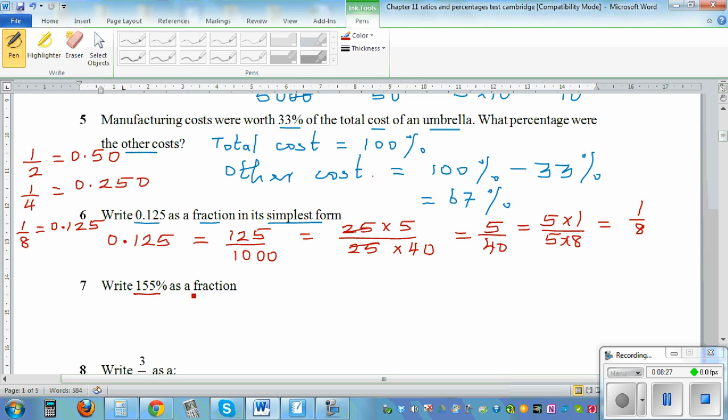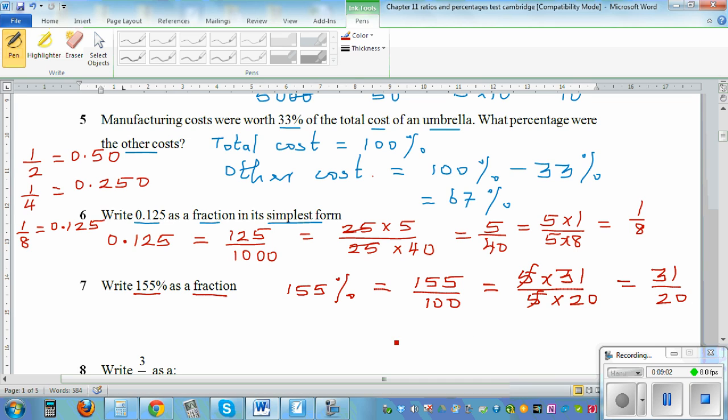Write 155% as a fraction. So 155% is 155 out of 100. So I know 5 times 20 is 100. So I can also write this as 5 times something. So 5 times what? 5 times 3 is 15, so 5 times 31. So the 5s get cancelled, which is 31 out of 20. And 31 out of 20, you can write as a mixed number. 20 goes into 31 one time, and 11 is the remainder. So this is 1 and 11 out of 20.